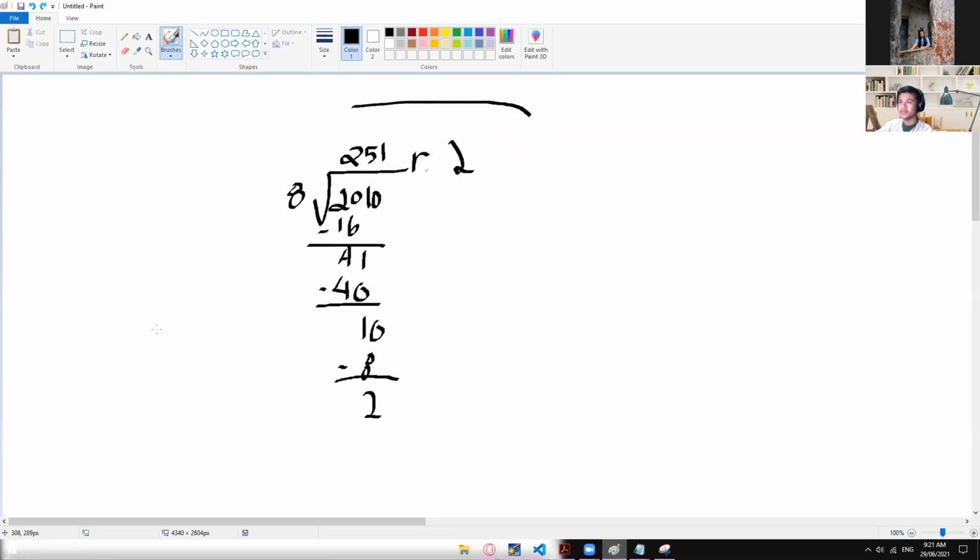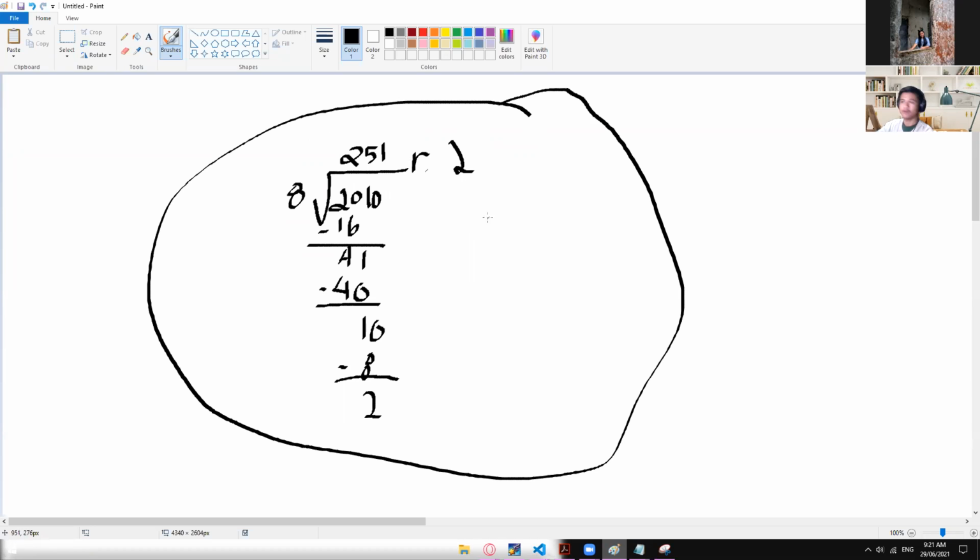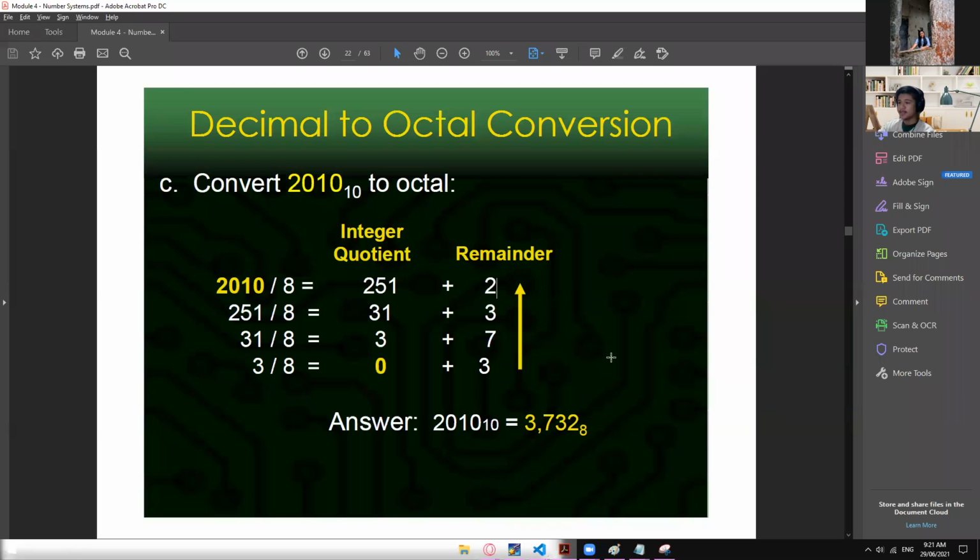All right, so you can do this one if you want. Well, if you don't want to write, then you can use your calculator instead. So that's how we got this 251 and then 2 right here. And then again, just get this 251 divided by 8. In my case, I'll use my calculator since this one is a lot easier. 251 divided by 8, we've got a result of 31.375. So 31 for the integer quotient. And then 0.375 times 8 will give us a result of 3.